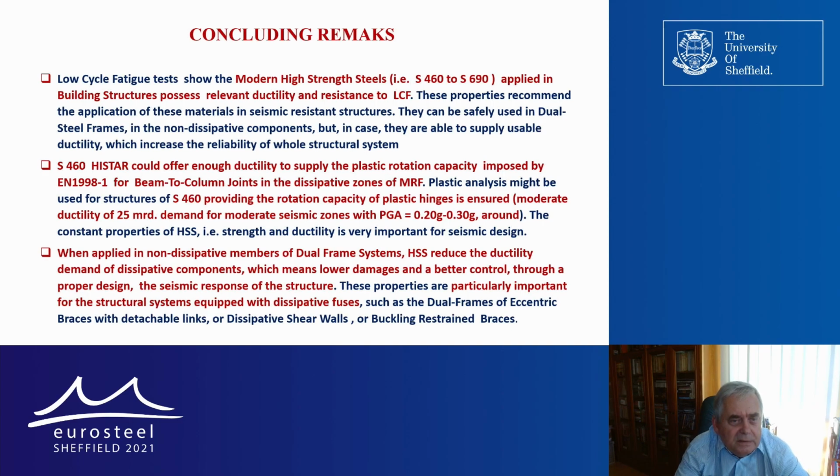Now we are at the end. We can see practically that the modern high-strength steels, I mean 460 and 690, prove the capability of developing a usable ductility and, of course, the necessary resistance in a structure which is prone to low cycle fatigue. 460 could offer enough ductility to supply the plastic rotation capacity imposed by the code for beam to column joints in dissipative zones of moment resisting frames.